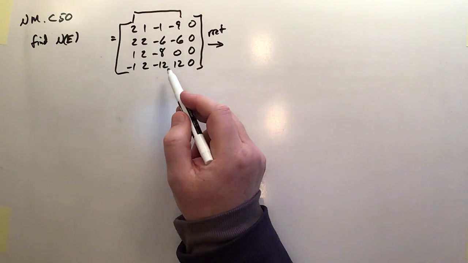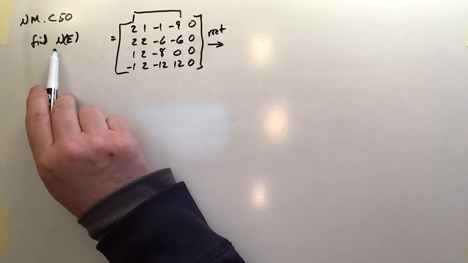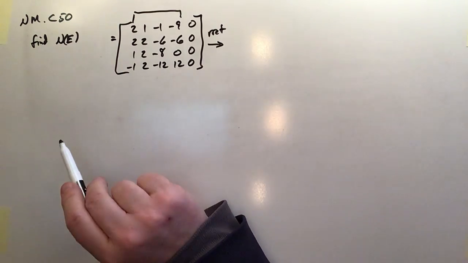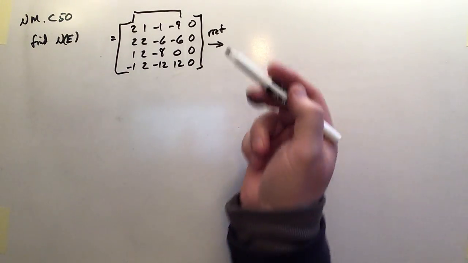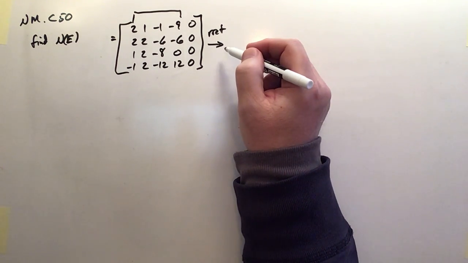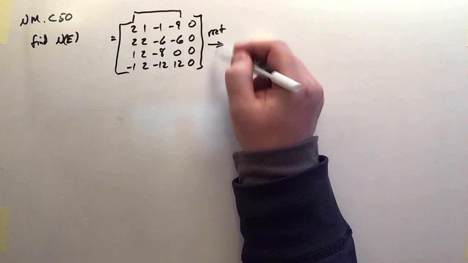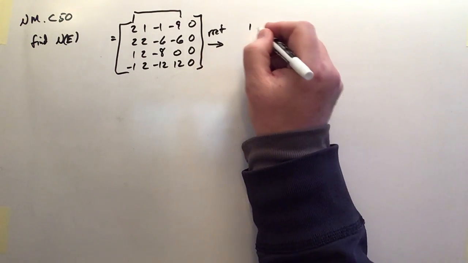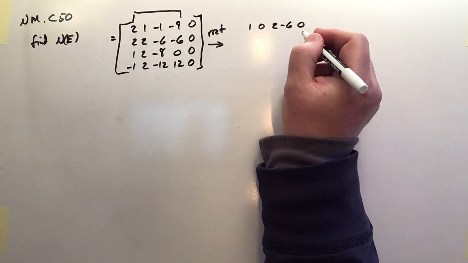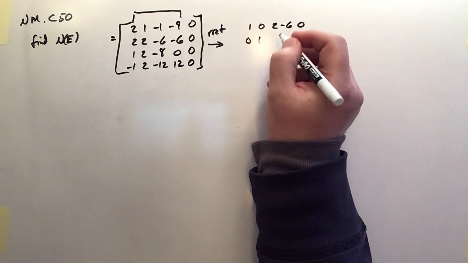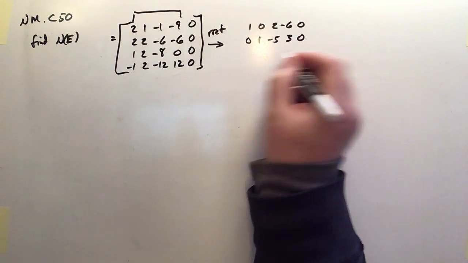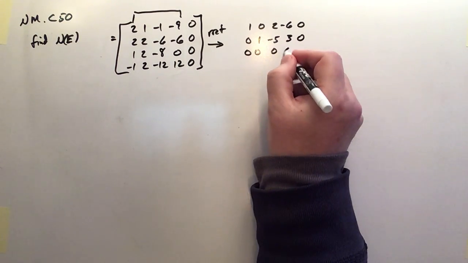In order to see what the nature of the solutions look like, because remember, the null space for a homogeneous system is the solution to the system. So we've got to look at what the solution looks like, and the reduced row echelon form will show us that. Okay, what does it turn out to be? That's what it looks like. 1, 0, 2, negative 6, 0. Line 2 is 0, 1, negative 5, 3, 0. And then the last two lines are all zeros.